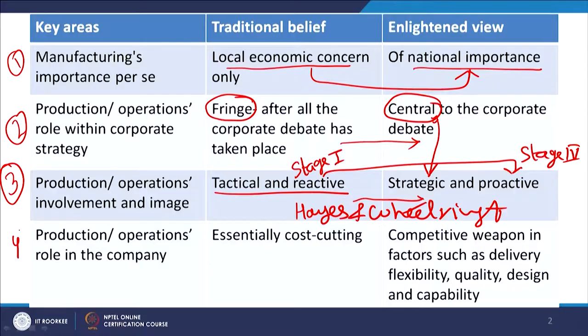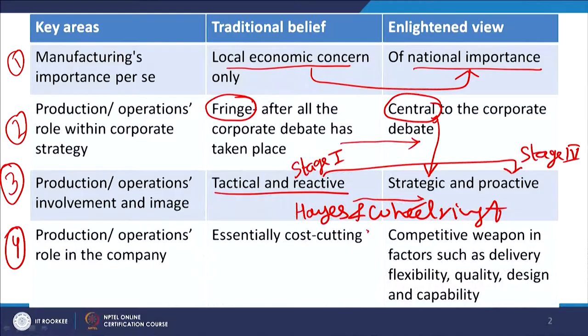Then another key area is the production and operations role in the company. Now, whenever you talk of the production operations role, we talk in terms of cost cutting. All other activities, all other order winners we feel are being provided by other functional areas, but cost cutting is the operations responsibility. So traditionally, the role of operation is only limited to cost cutting.